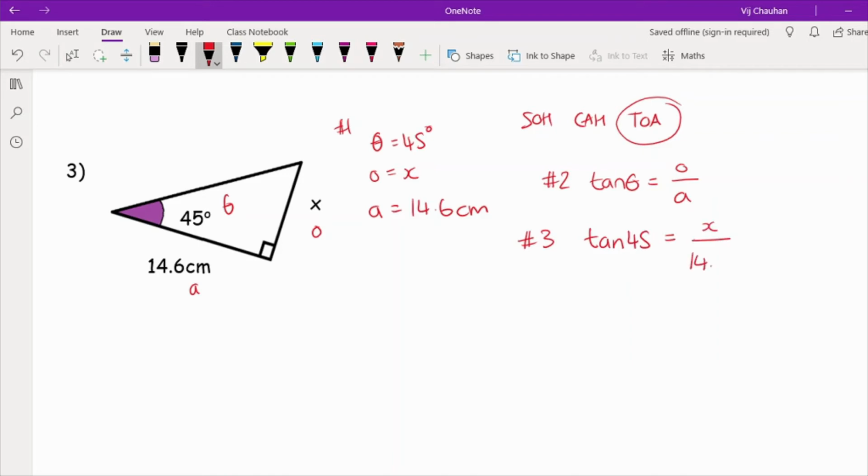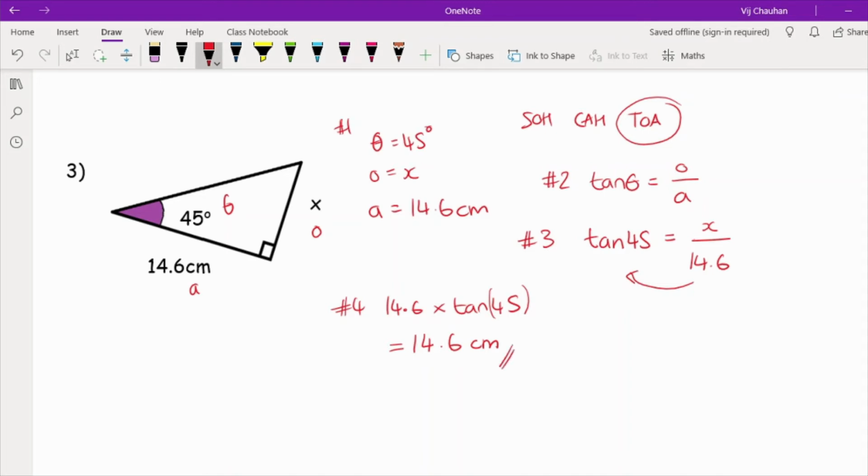over 14.6. So for step 4, all I need to do is take the 14.6 over to the other side, so I end up with 14.6 times tan 45. Now don't worry too much about the decimal. More complicated or higher level questions will generally involve decimal numbers, but it's nothing to fear because the method is exactly the same. So again, all I need to do is type in 14.6 times tan 45 into my calculator, and I get an answer of 14.6 centimeters.